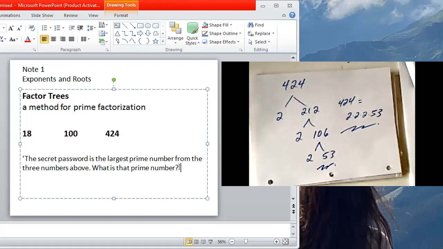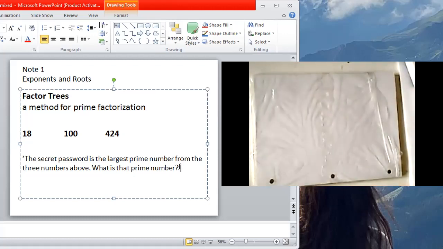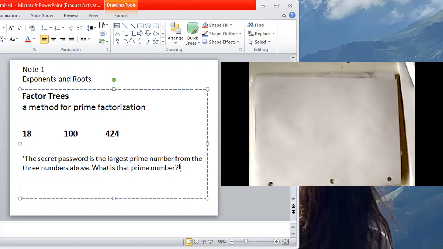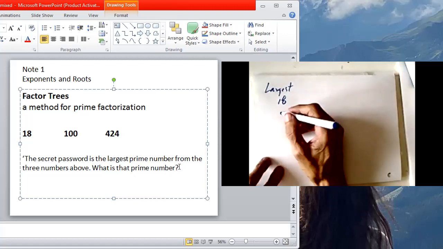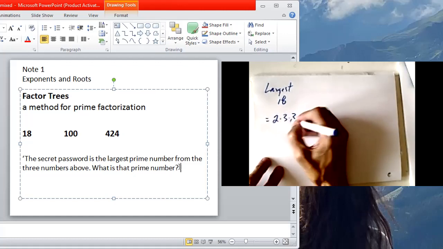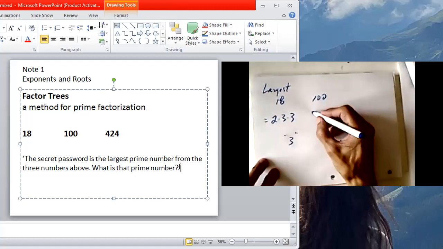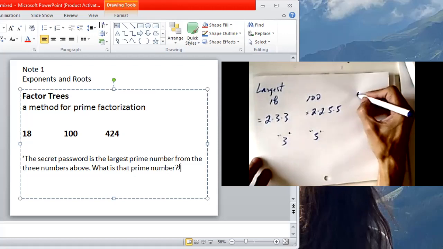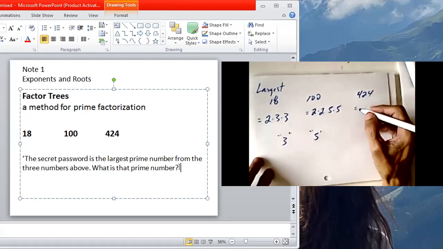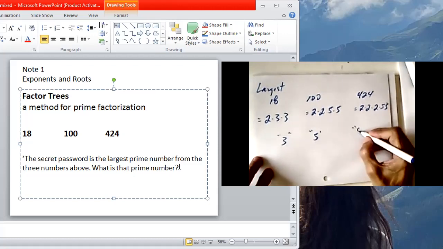But now we got to figure out the secret password. What does it say? Largest prime number from all of our work that we had. Okay, well, what was the largest prime number from 18? I think we had a 2, a 3, and a 3. So the largest is going to be 3. From 100, that was the same as 2, 2, 5, 5. So the largest is 5. From the one we just did, 424, that was a bunch of 2s and a 53. So the largest is 53.